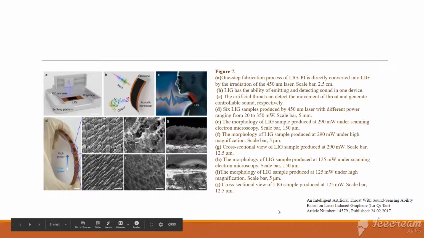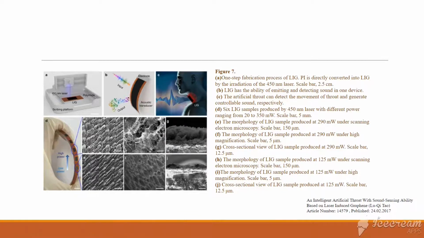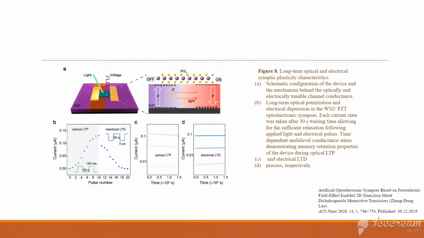Here they show the artificial graphene throat induced by a smart laser that can not only produce sound but also detect sound in a single unit. Here they define a class of ferroelectric field effect transistors made of a 2-dimensional semiconductor on a thin film for optoelectronic synaptic devices called PST.